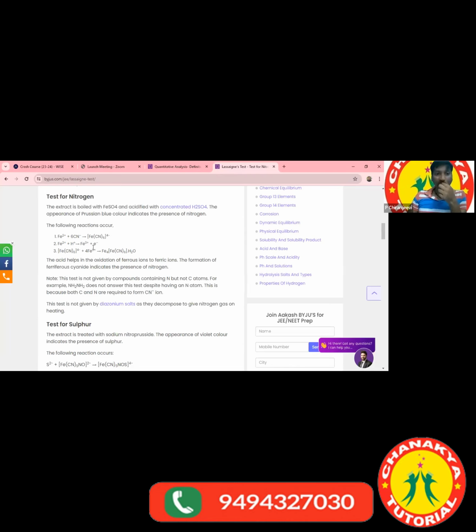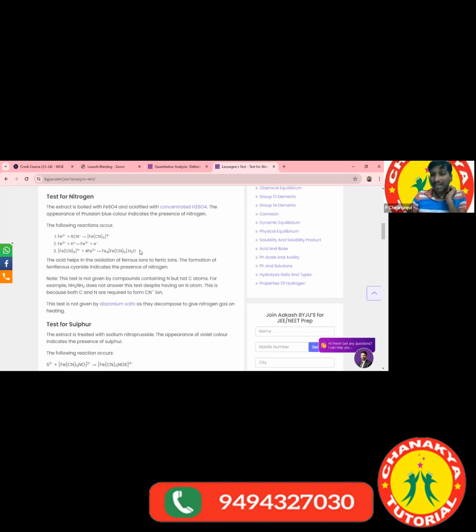Okay. Fe(CN)6 taken 4 times, it reacts with the Fe3+ ion and gives us a Prussian blue color. Getting a Prussian blue color indicates the presence of nitrogen in the given organic compound.